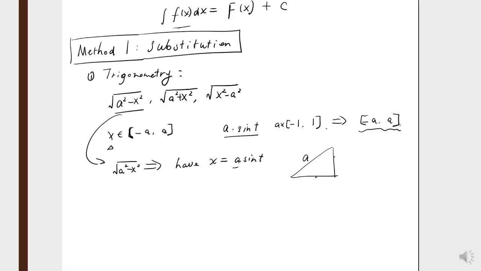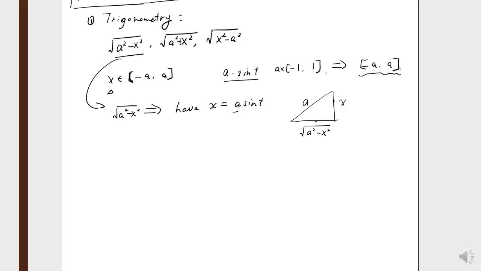Okay, so since it is sine, we understand that it must be this one, x. And the other side will be the square root of a squared plus x squared. So that is the relation between those two sides in a triangle, from our substitution definition here. And also we understand that t has a range, so t belongs to this.